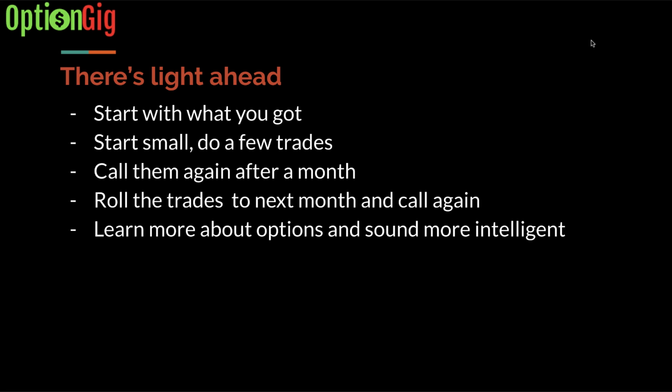If it doesn't happen in 1 month, roll your trades to the next month. Do the same thing, call them again. In the meantime, keep learning about options, keep visiting OptionGig, keep listening to my podcast or my YouTube channels, and sound more intelligent every time you call them. And then I'm sure that brokerage firms will allow higher option trading privileges because they want you to go higher, just that they want to cover their bases.